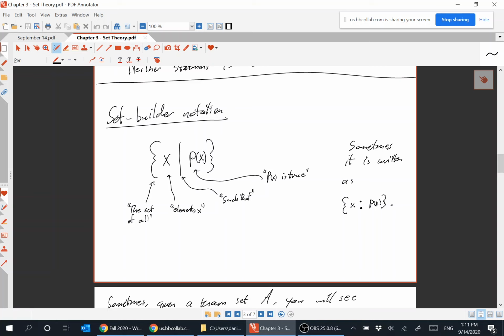All right. And then we had set builder notation. And set builder notation looks like this. This is the set of all x such that p of x is true. Sometimes instead of the line, people write a colon. This is more like used in typeset and in handwriting. This is used more often.